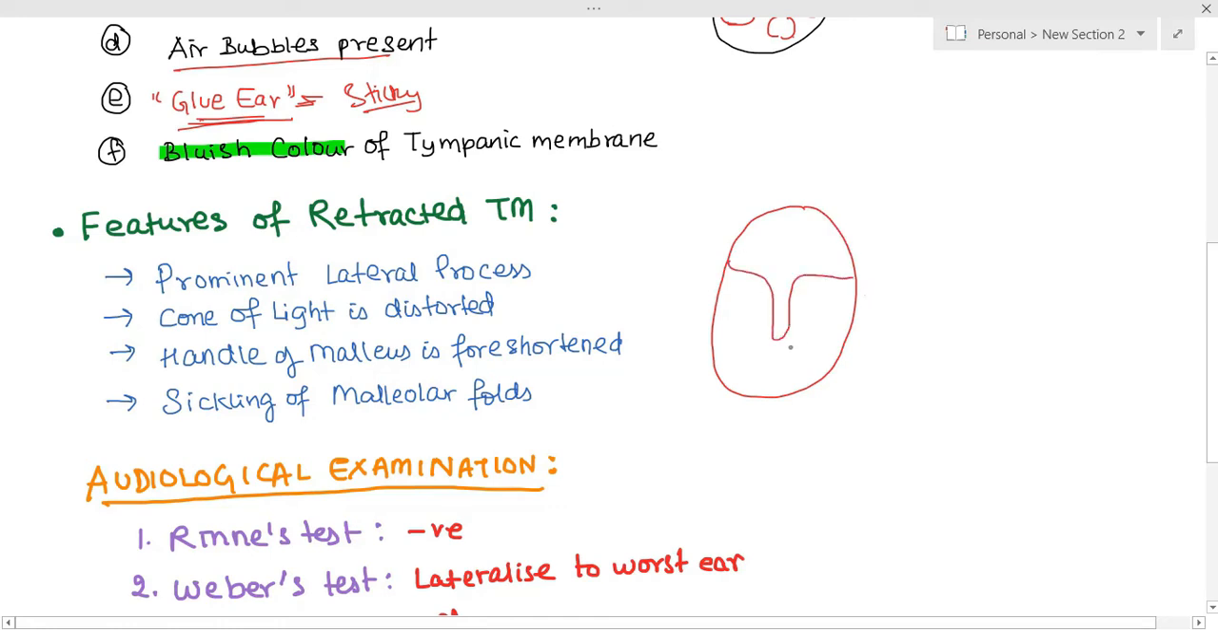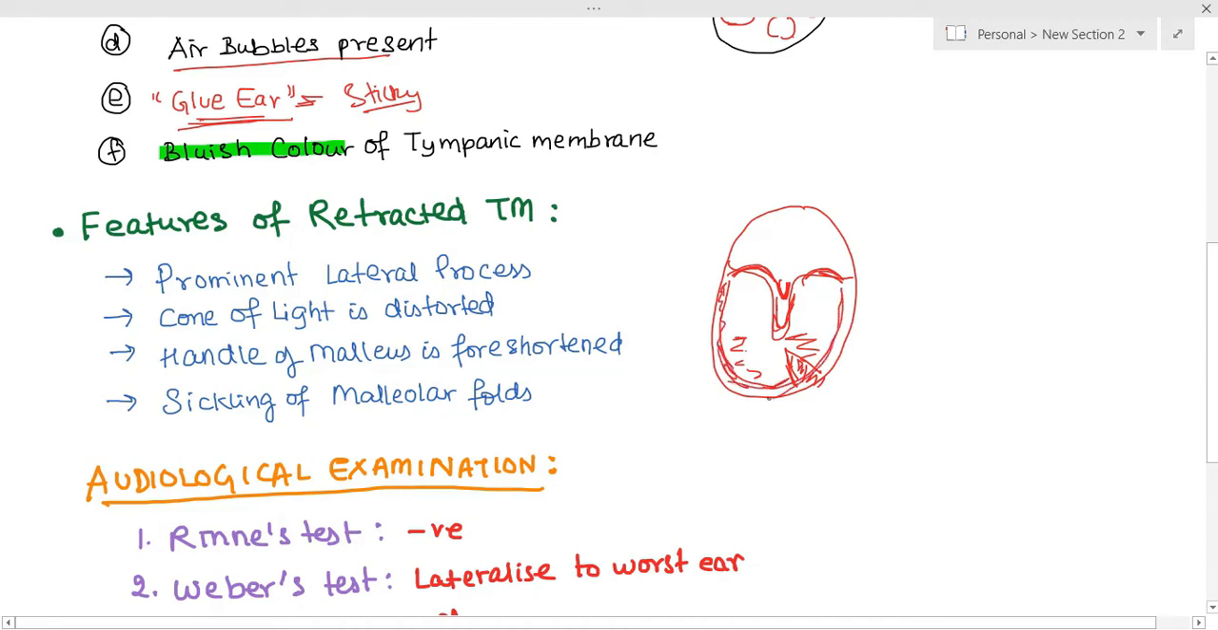When you see the tympanic membrane, it will appear something like this. This is the right tympanic membrane. There is the normal cone of light. Everything appears normal, but when the tympanic membrane is retracted, you get a prominent lateral process of the malleus. It looks like it is going to just come out. The cone of light is distorted. It is not like this very beautiful one. It's just distorted. The handle of malleus is foreshortened, and there is sickling of the malleolar folds. The annulus also appears prominent.